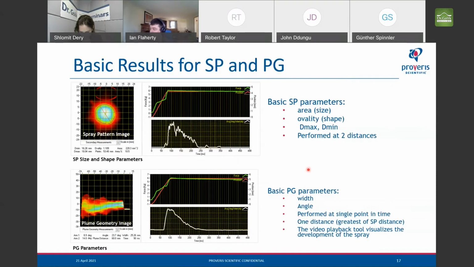You can utilize the video playback, particularly in plume geometry, to get a good idea for how the aerosolization process develops throughout the whole spray event. So it's a good qualitative measurement that you can get as well.